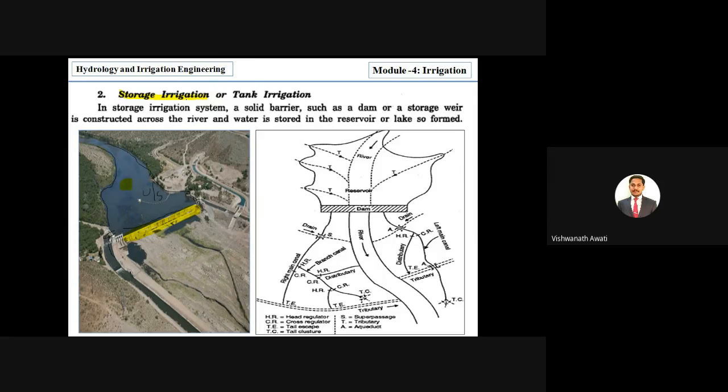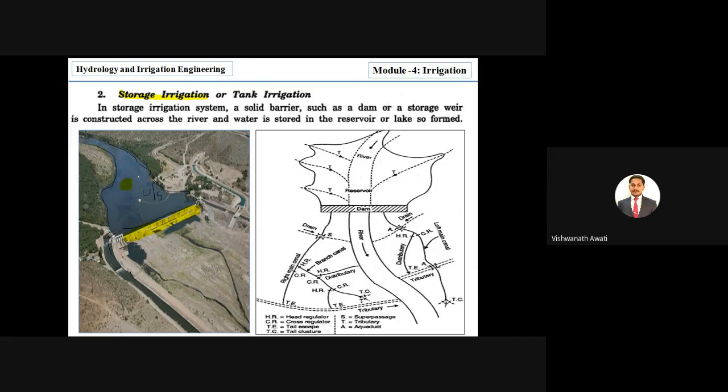So why is storage irrigation preferred? Because all rivers are not perennial rivers, and to supply water to the crop for complete growth, different stages of water we have to supply, which means at least 2 to 3 months of water supply to the crop is required. So due to the non-availability, whenever it is required, water storage is required, right?